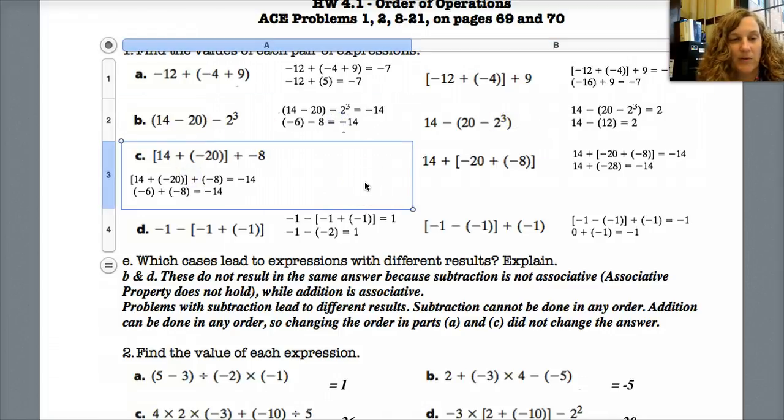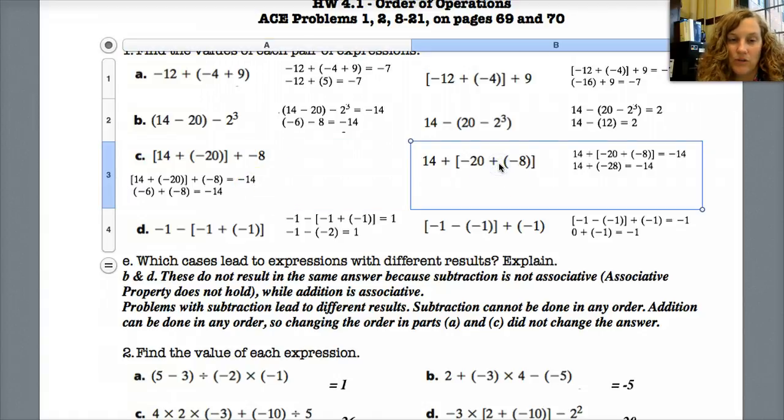For C, again, we have brackets, so we do what's in the brackets first. 14 plus negative 20 is negative 6. Negative 6 plus negative 8 is negative 14. We do brackets first. Negative 20 plus negative 8 is negative 28. 14 plus negative 28 is negative 14.